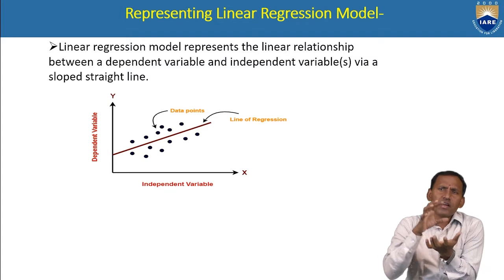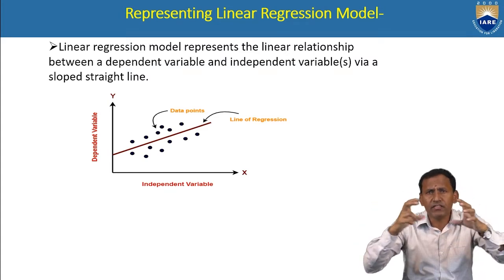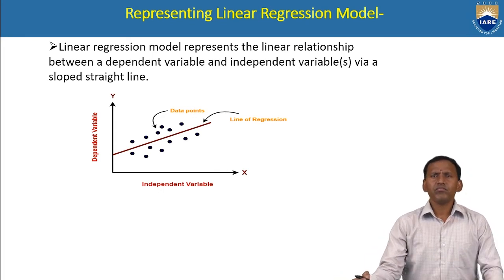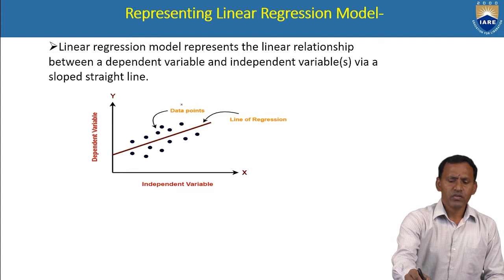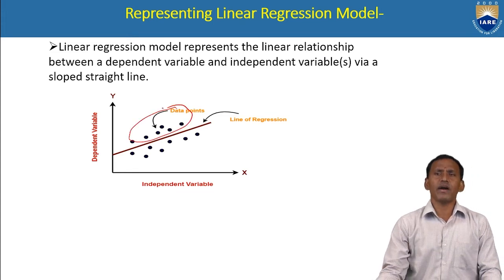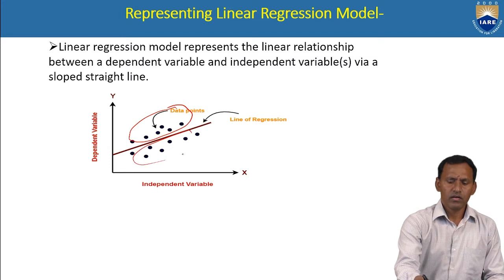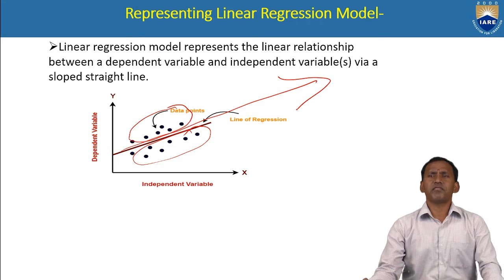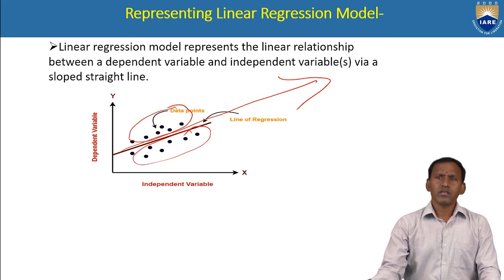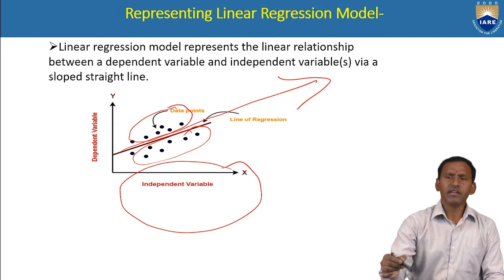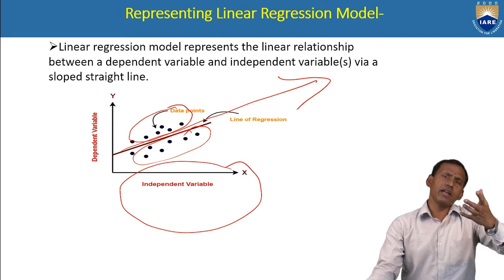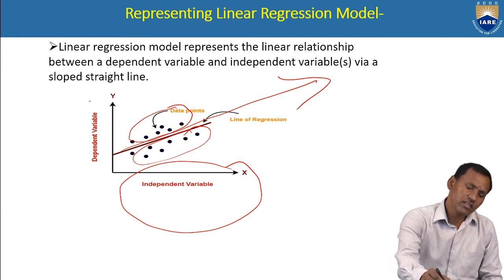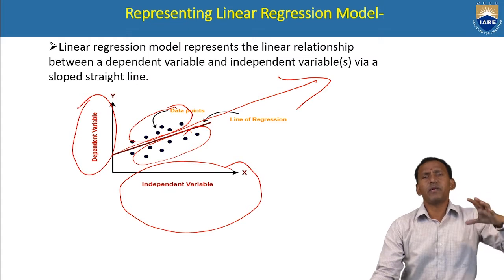A linear regression model represents the linear relationship between a dependent variable and an independent variable. Now in this picture, these are some data points, and this line is nothing but a line of regression. The x-axis contains the independent variable, that means independent inputs. What inputs influence the outcome? And this part is the outcome, that means the dependent variable.